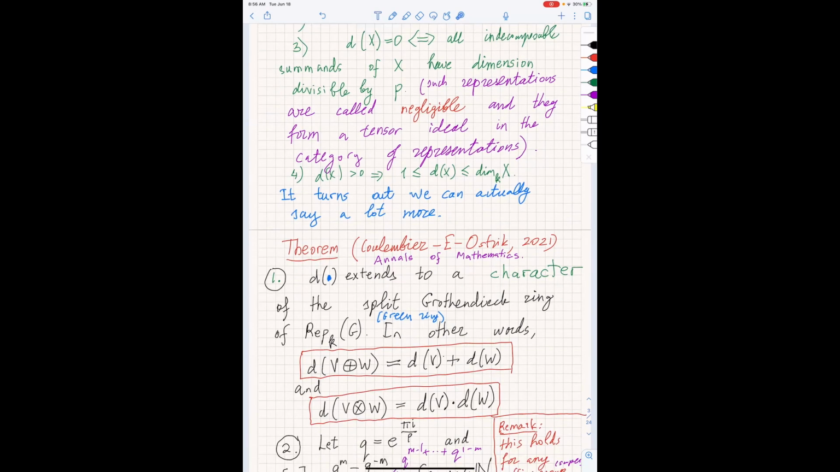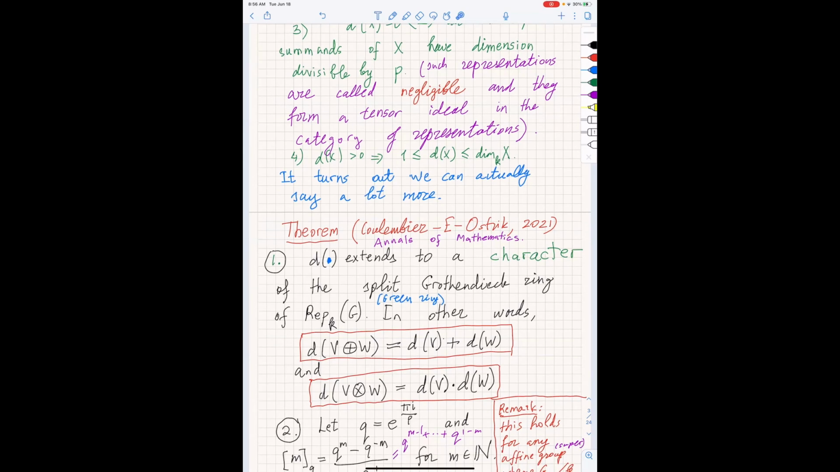More specifically, we have the following theorem, which we proved with Coulembier and Ostrik 3 years ago, and it's published in the Annals of Mathematics. And the theorem says the following, that first of all, this function d of a representation extends to a character of the split Grothendieck ring, also called the Green ring of this category of representations. So this is a ring in which the basis is formed by classes of indecomposable representations, and multiplication is just tensor product, and decomposing into indecomposables.